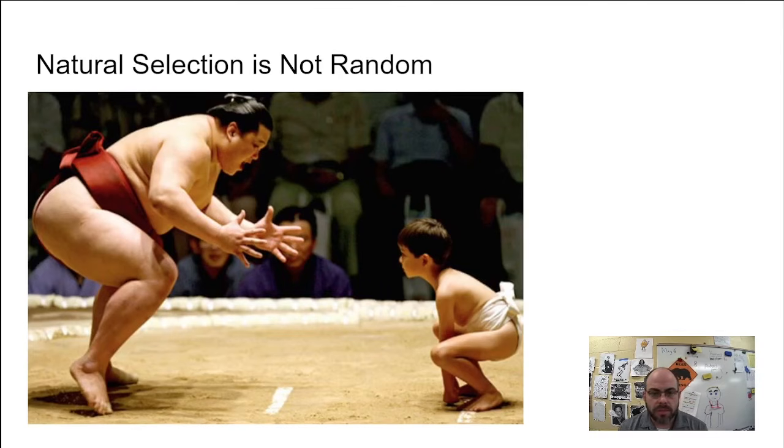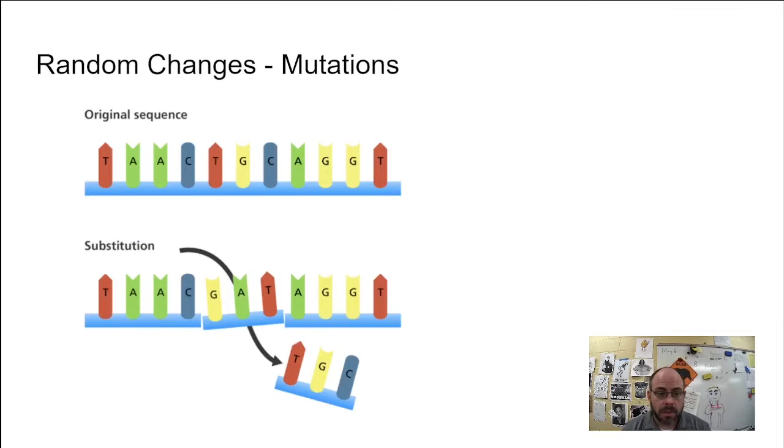However, when the whistle blows, could something random occur in order to change the outcome of this contest? Sure. Big guy could have a heart attack. A lot of things could happen, right? That is a random occurrence. Natural selection is not random. The big guy wins every time. However, random does happen in order to change populations. So we're going to look at a couple random. First thing is mutations. Mutations are obviously random.